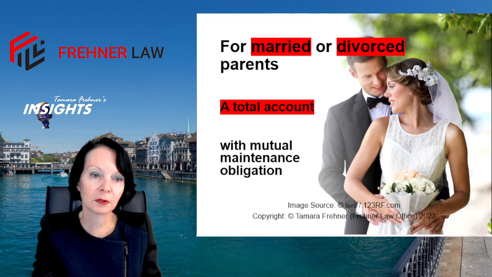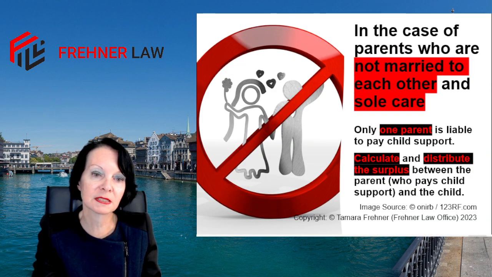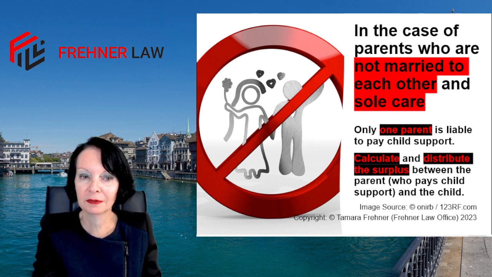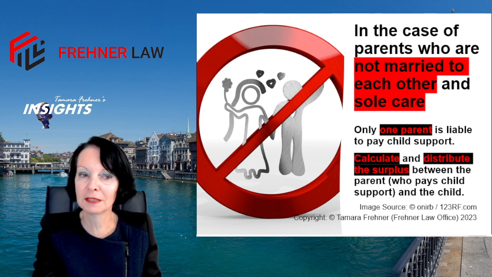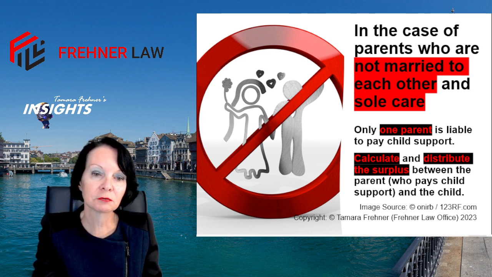To sum up, when distributing the surplus funds, consider whether the parents are married to each other or not. In the case of married or divorced parents, a total account with mutual maintenance obligation is made. In the case of parents who are unwed and one parent has sole custody, only one parent is liable to support the child. Therefore, the calculation takes place only between the parent and the child, and the surplus is distributed only between them. The other parent cares for the child.